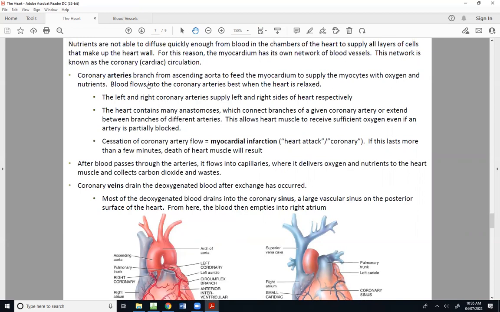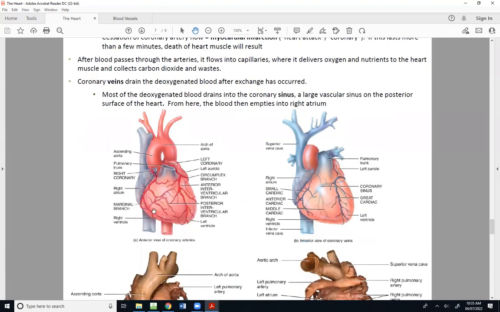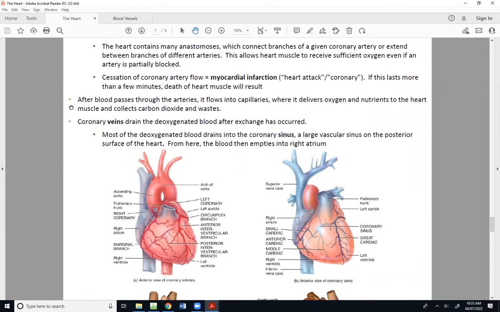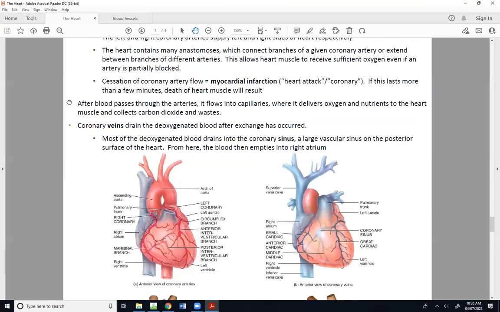And this allows the heart muscle to receive sufficient oxygen, even if there's an artery that's partially blocked. So if you have a blockage here, there might be a connection from there over, so that this part of our heart is not losing the blood flow. Okay.